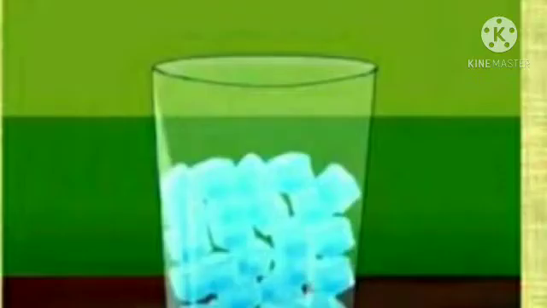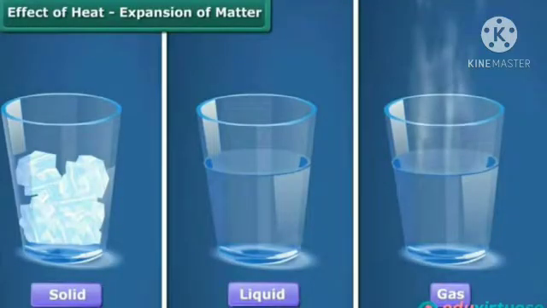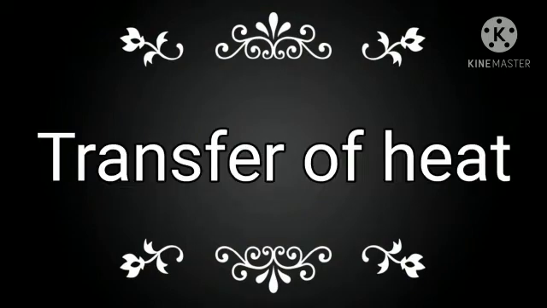The moisture in the air cools down due to the ice cubes in the glass and collects on the outside of the glass. A thermometer is used to measure the temperature of a substance. We have already studied the changes in the state of matter caused by heat. Now we will see transfer of heat.